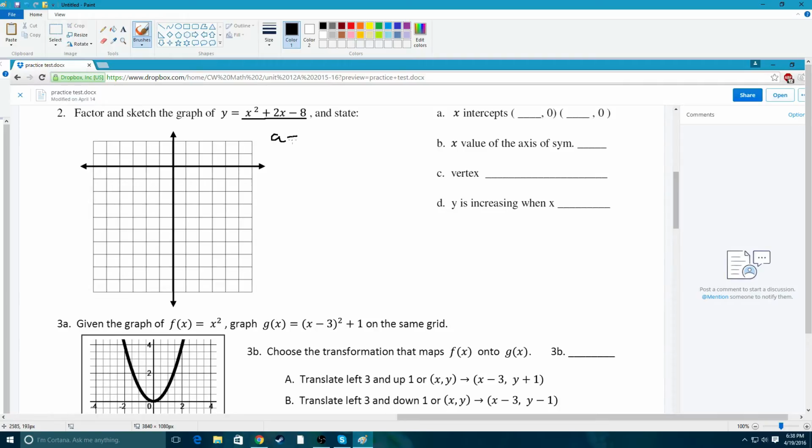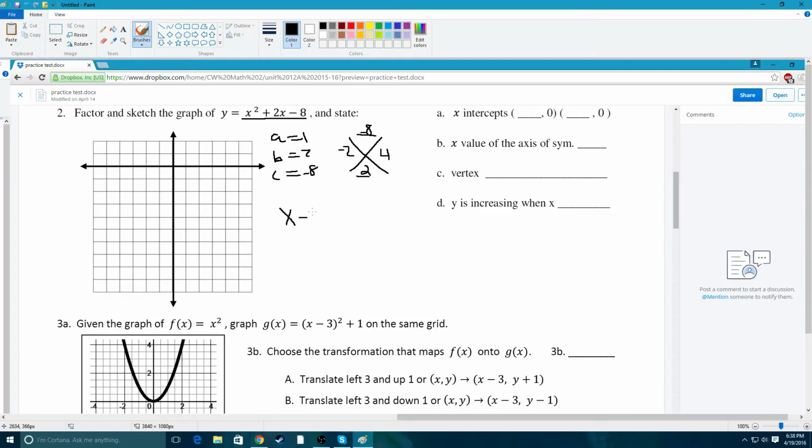So a is equal to 1, b is equal to 2, c is equal to -8. Factor it, and we get -8 on top, 2 on the bottom, and that means our numbers are going to be a -2 and a +4. Because -2 times 4 gives us -8. 4 minus 2 gives us a +2.